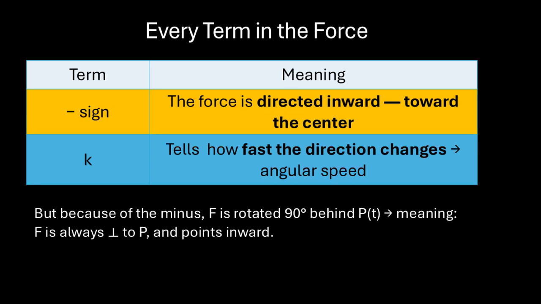Now, to summarize this, the negative sign indicates the force is directed inwards, which means towards the center, radially inwards, and K tells us how fast the direction changes. Or in other words, an indication of what? An indication of angular speed. Okay.